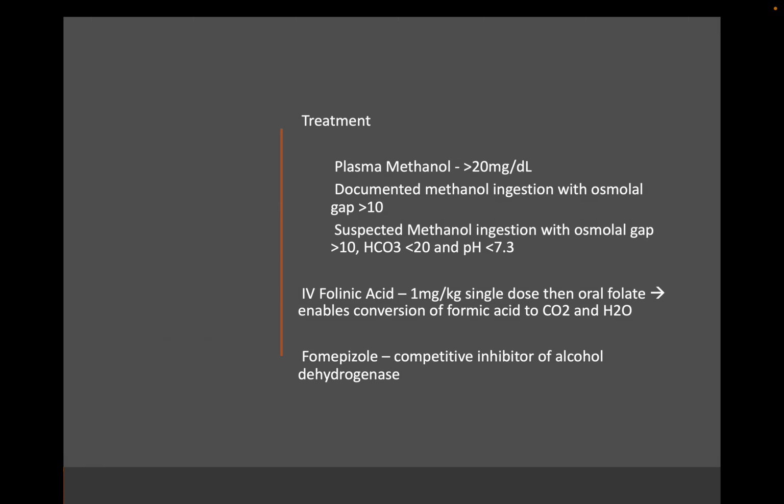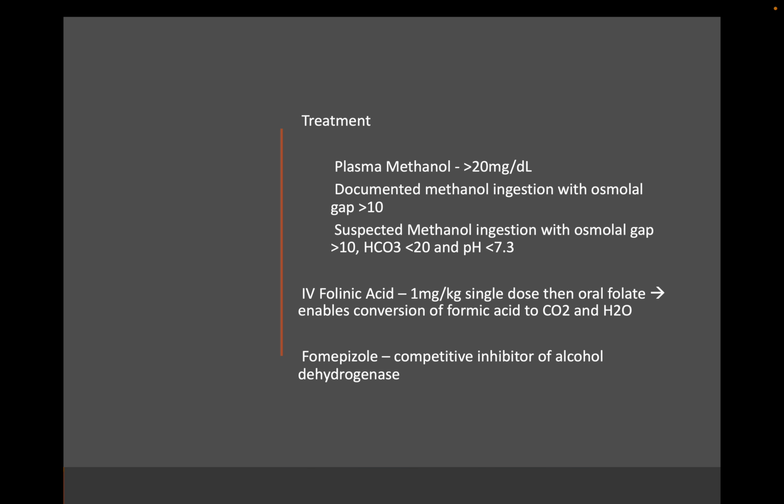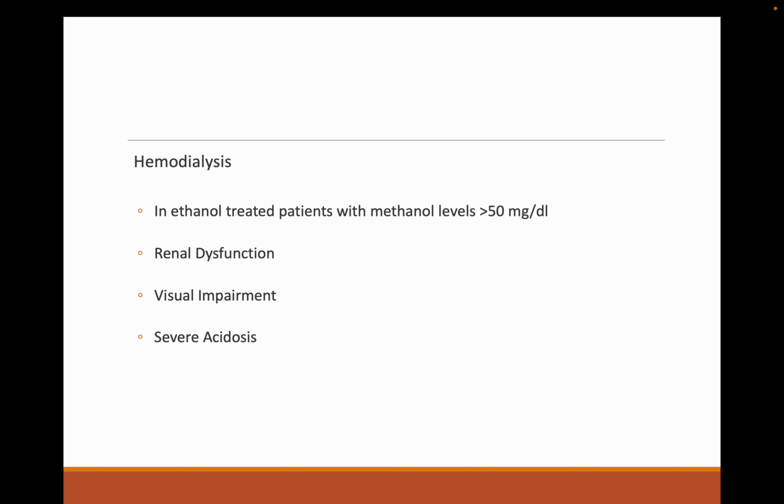If still not available, you can go for hemodialysis, also an option in the case of methanol poisoning. If in an ethanol-treated patient methanol is more than 50, or renal dysfunction is there, visual impairment is there, severe acidosis is there, in those cases you can go for hemodialysis. So these are the indications. In methanol poisoning, you can try folinic acid, ethanol, or fomepizole.